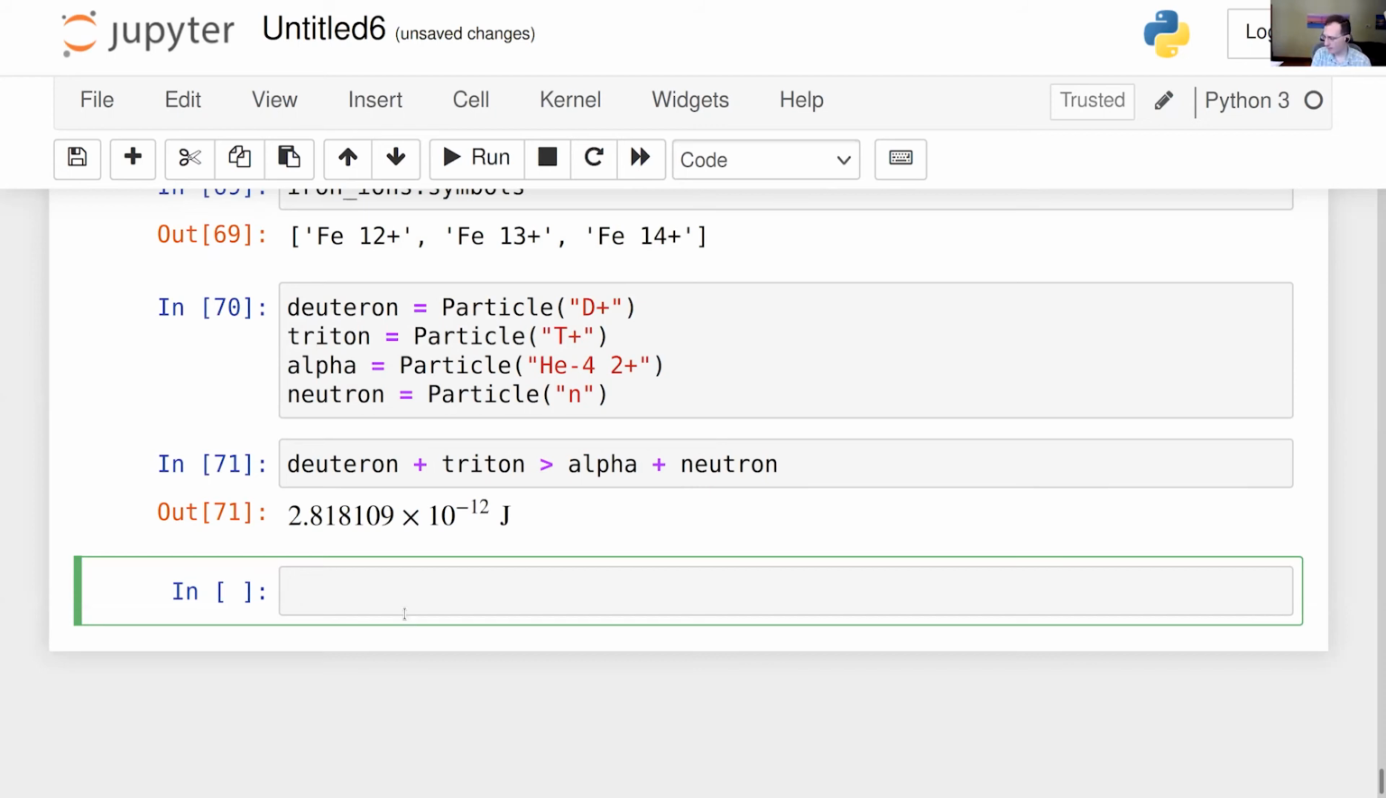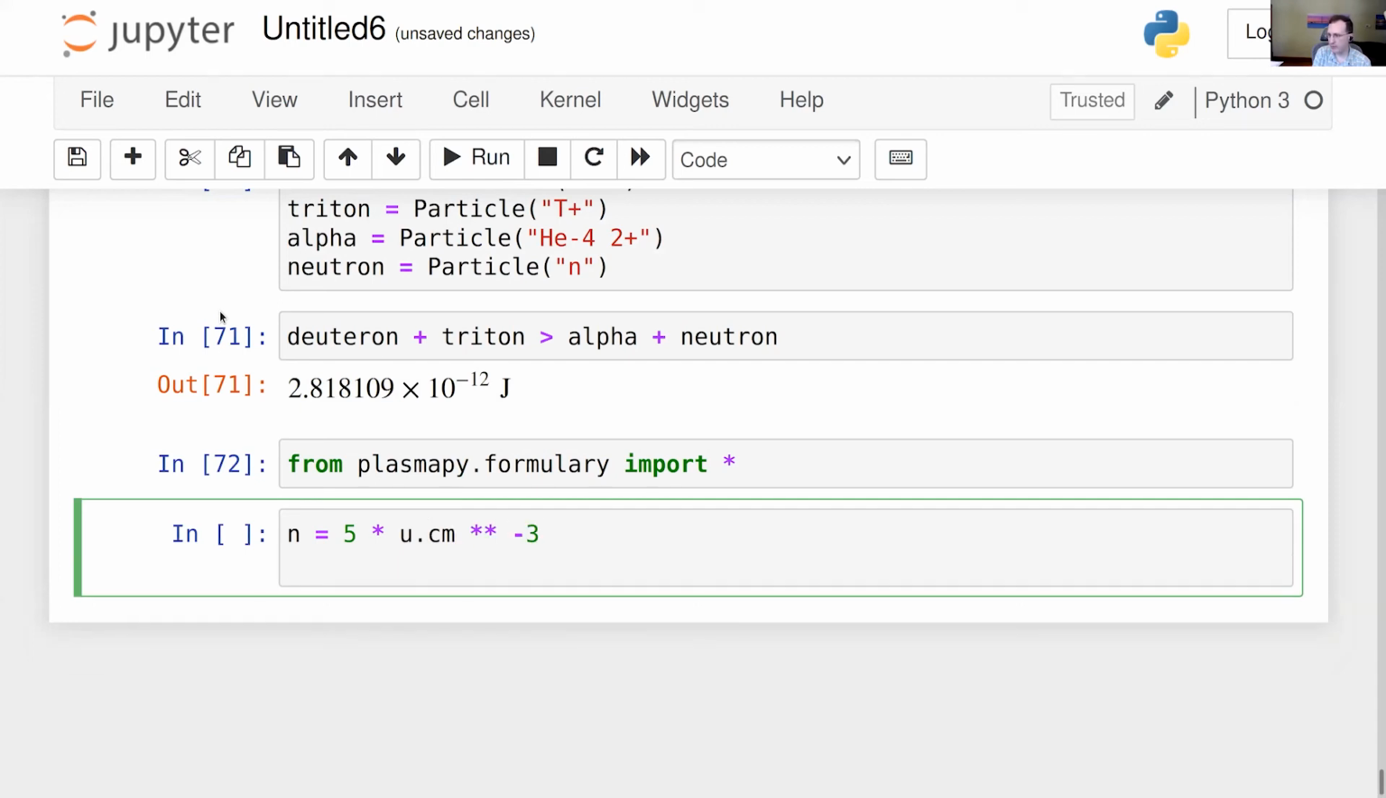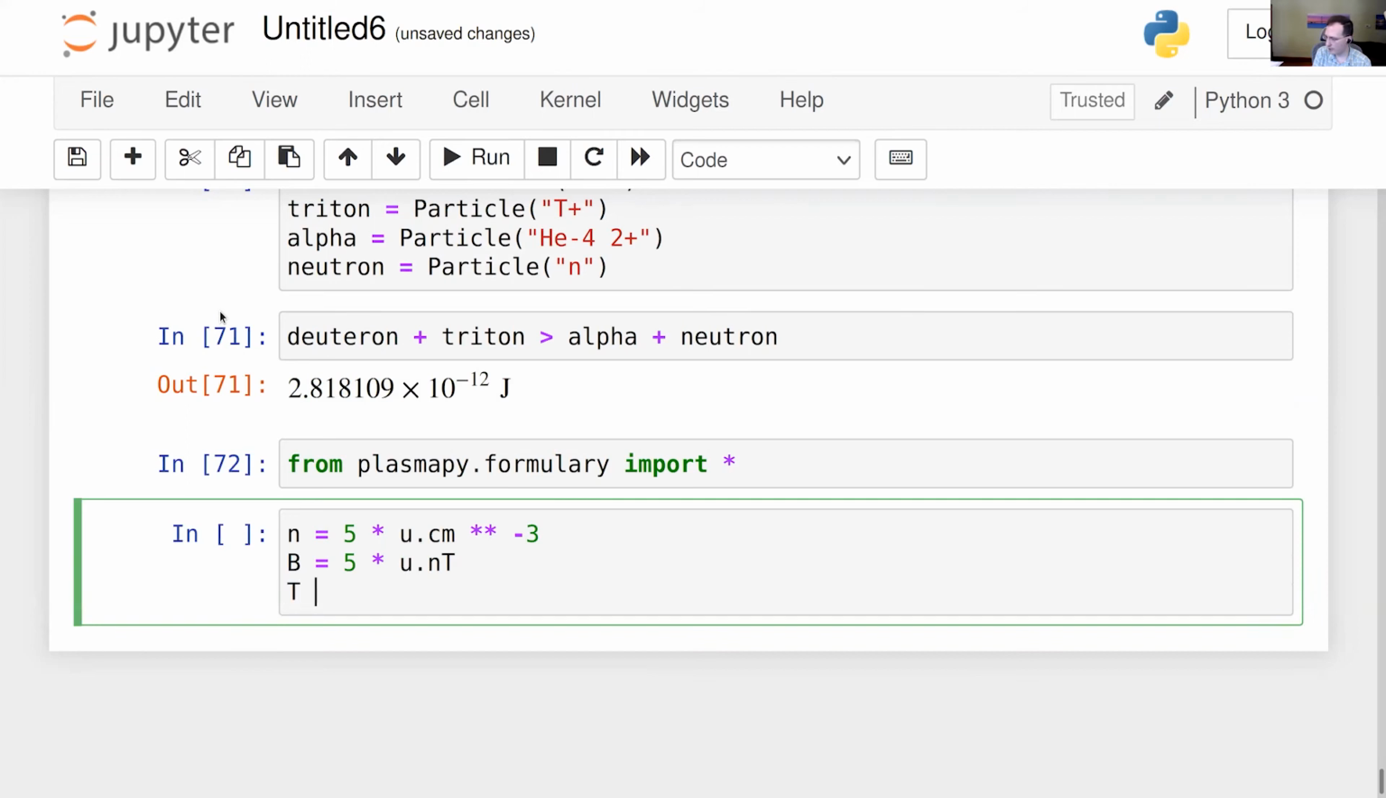All right. So the last thing I want to cover is from plasmapy.formulary import star. So let's define some plasma parameters. So let's say the number density is equal to 5 times u.cm^-3. So in this case, let's use characteristic values from the solar wind at about Earth's orbit. And then a magnetic field of 5 times u.nT. And then a temperature equals 1E5 Kelvin.